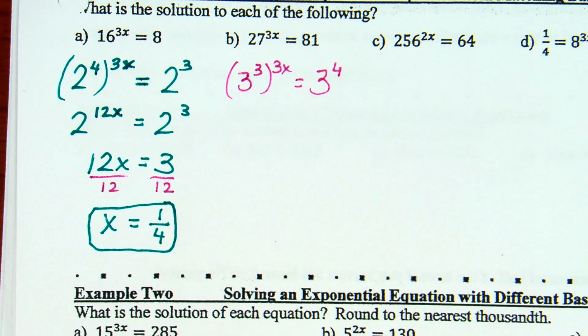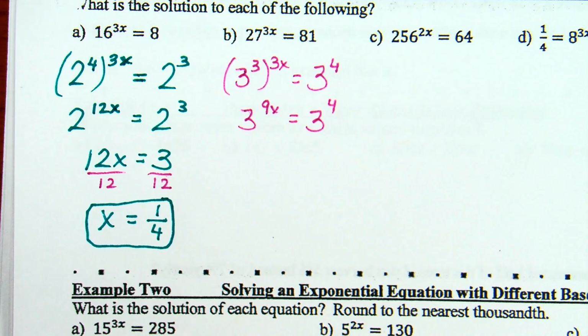Multiply the powers. A power raised to a power, we multiply. So this is actually going to be 3 to the 9x equals 3 to the 4th. What do you notice? Same base. So drop those bases of 3s and set the exponents equal to each other.